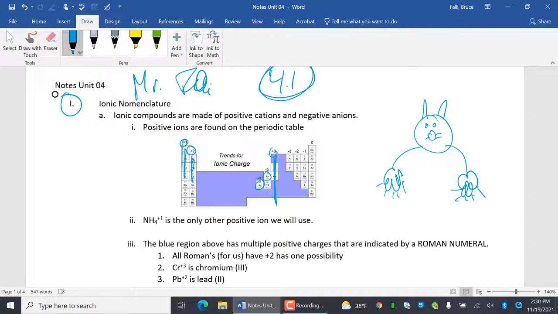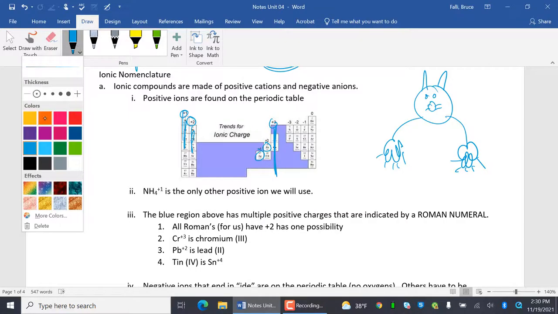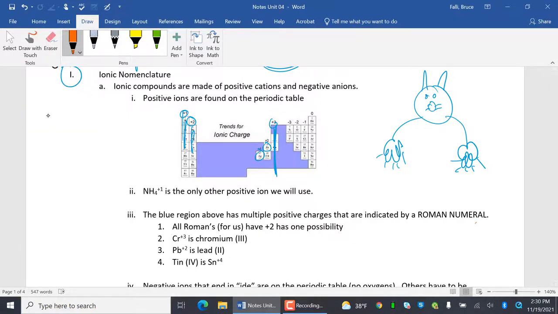Okay. The blue region has multiple positive charges that are indicated by Roman numerals. So all Romans for us have plus two as one possibility. And then labeling them isn't very hard. Chromium plus three is chromium three. If I had chromium two, this might be hard for you. Chromium two would be Cr plus two. Lead plus two is lead Roman numeral two. Tin Roman numeral four is Sn plus four.